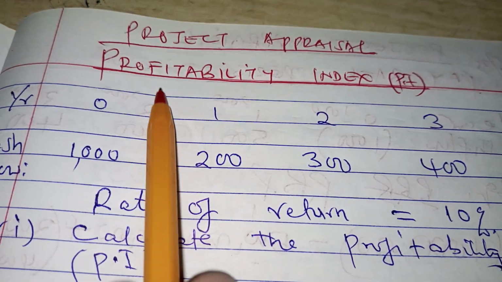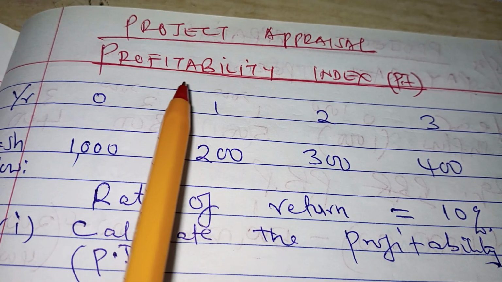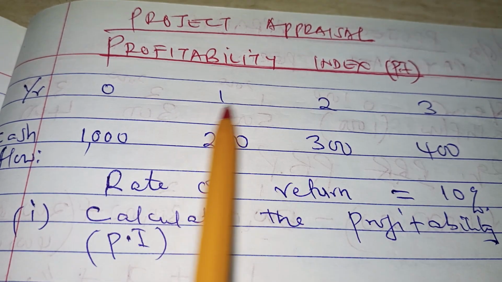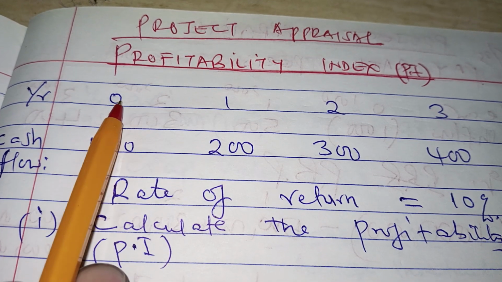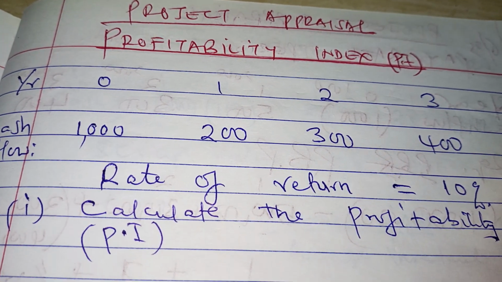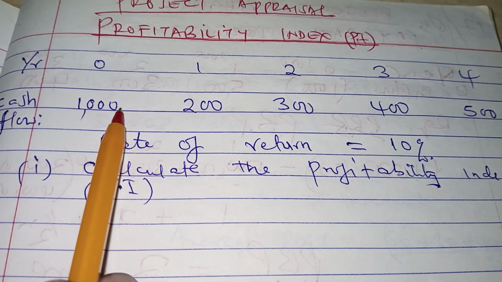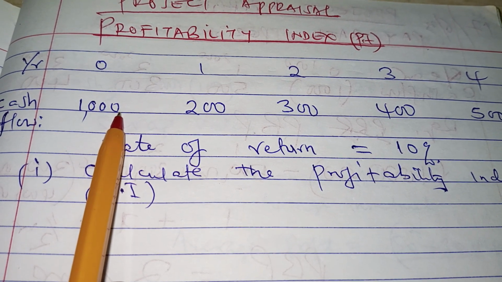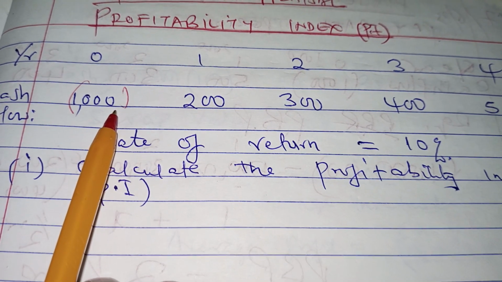Today we look at the project appraisal technique called PI, the Profitability Index. Going straight to the question: in a given company we have the years 0, 1, 2, 3, 4. Then we have the investment of 1,000, which is the cash outflow, the investment that we made. It means that we have the 1,000 as a negative, a minus, because we spent that money.